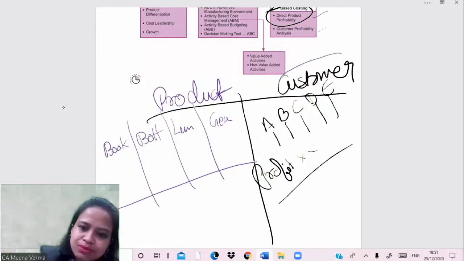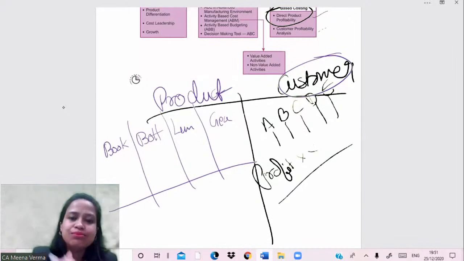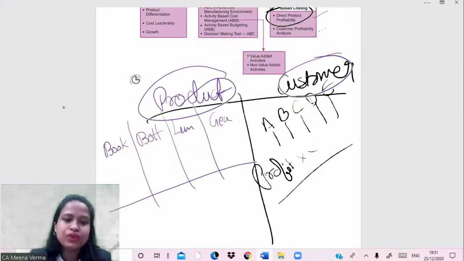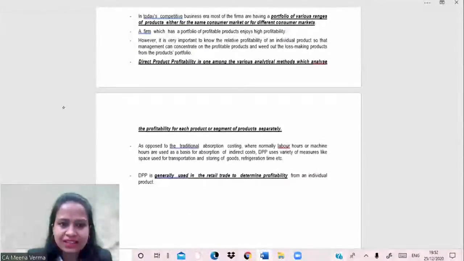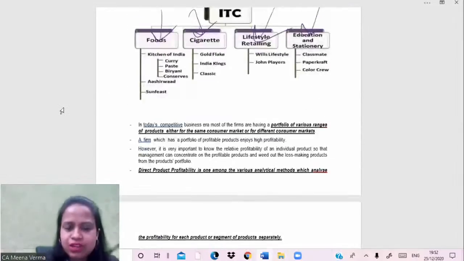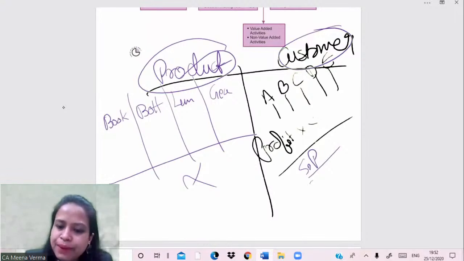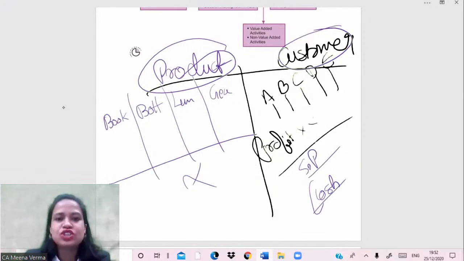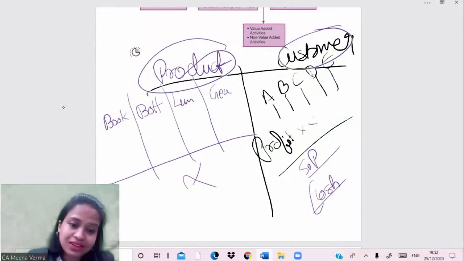So I hope you understand the meaning of customer profitability analysis, why we do it, and the meaning of product profitability analysis, and why we do it. We have this example of product profitability analysis. In the case of customers, the selling price was the same for all customers, but the cost may vary, and that is why your decision may vary. Now here we will consider how we find the profit of different products, and accordingly the decision we will take for the business organization.